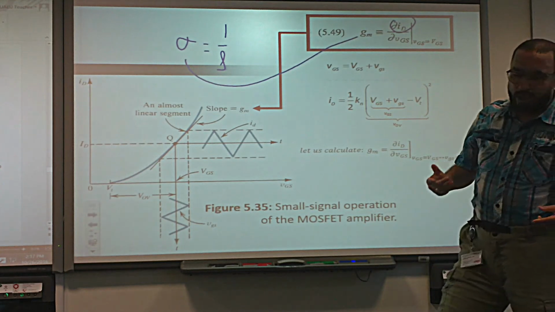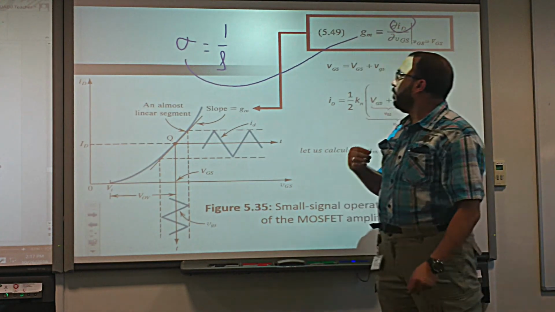Regarding the word conductivity, why conductance? That's a linguistic issue. We don't have time to play with that.